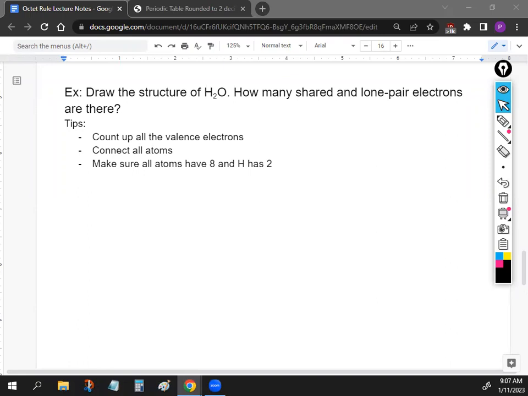Okay, if we take a look at H2O, we're going to start by counting the valence electrons. Every hydrogen is 1, right? So there are 2 hydrogens, so 1 plus 1. And then oxygen is 6. So we're going to be working with 8 valence electrons. Any questions on that part?